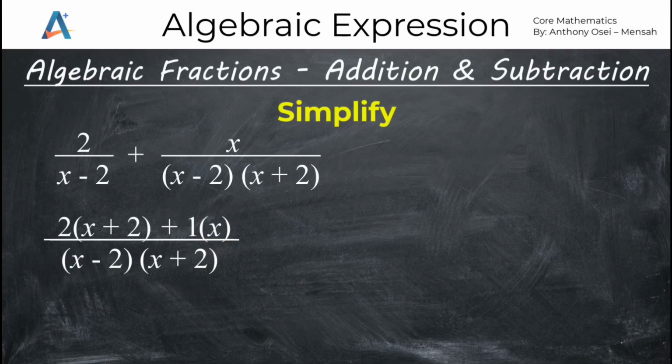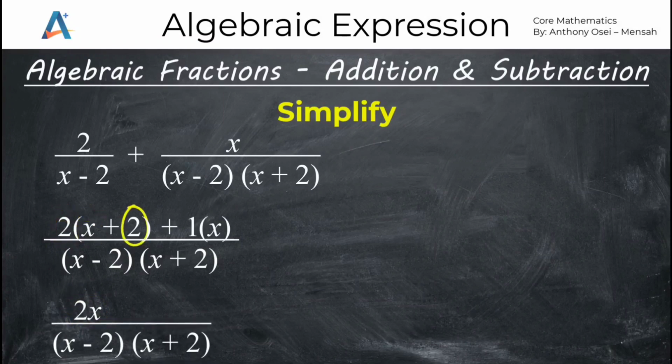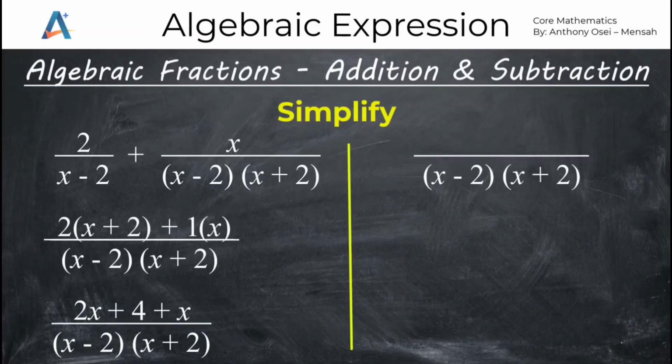So we will continue here. Now, we maintain the denominator, which is x minus 2, x plus 2. Then we expand the numerator. So 2 times x gives us 2x. Then 2 times 2 gives us positive 4. Then 1 times x gives us plus x. We group like terms at the numerator and then simplify, still maintaining the denominator x minus 2, x plus 2 as our LCM. We group like terms: 2x is a like term of x, so plus x. Then 4 is a constant number, plus 4.